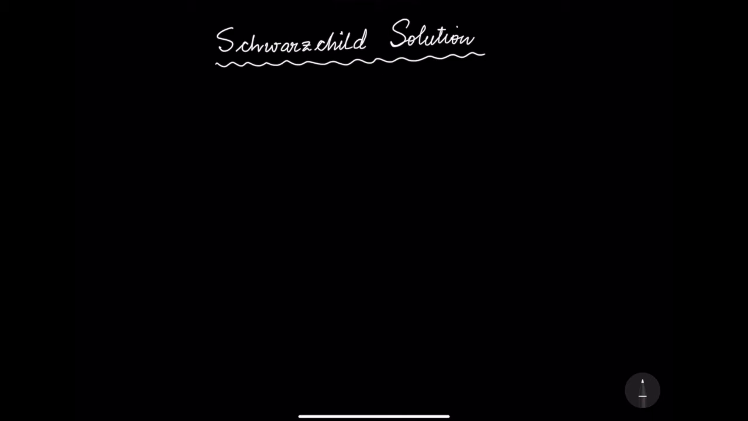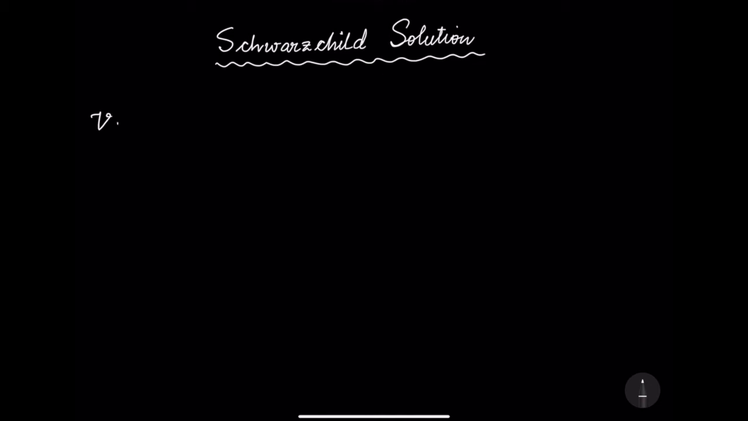Today we'll discuss one of the famous solutions of Einstein's equation. The first solution of the Einstein equation came in the year 1916, the same year Einstein wrote down the equation. This is a vacuum, spherically symmetric, static solution. Let me first go through them one by one.